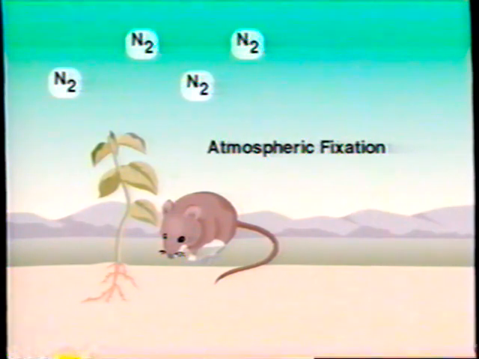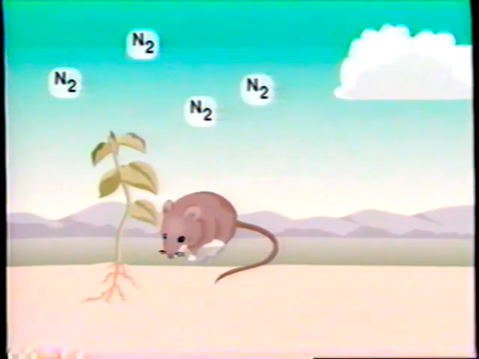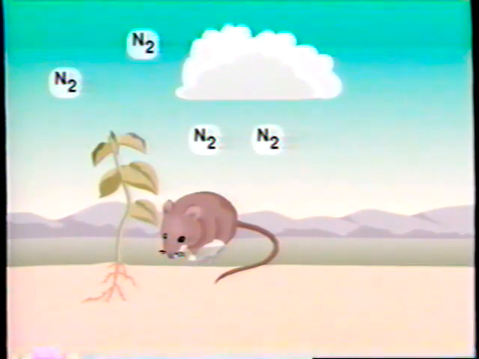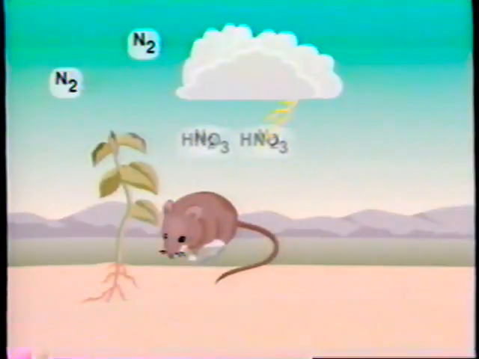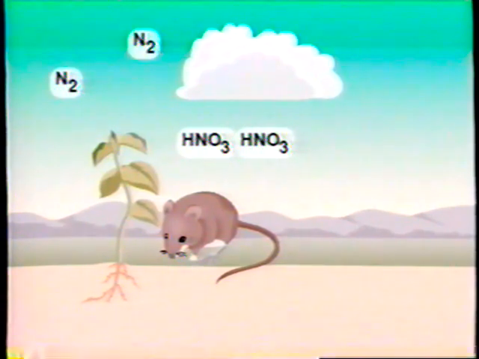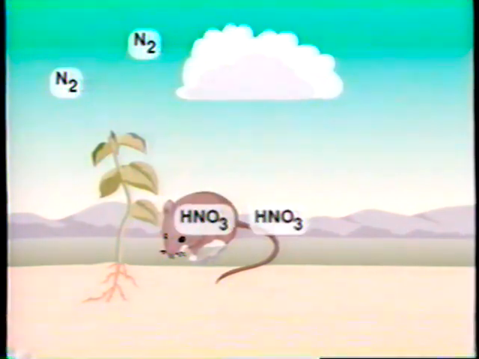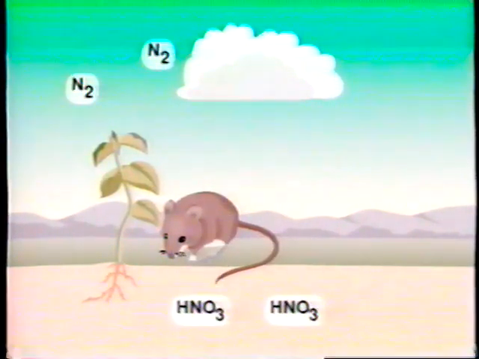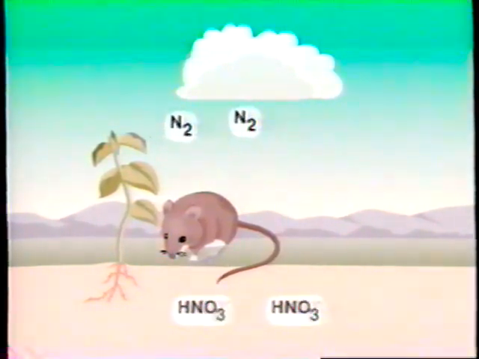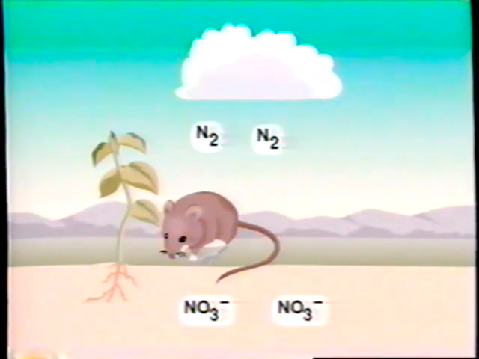Atmospheric fixation takes place during combustion, volcanic activity, or thunderstorms. During thunderstorms, for example, extremely high temperatures associated with lightning cause a small amount of nitrogen to combine with oxygen and hydrogen to form nitric acid. Dilute nitric acid falls to the ground as rain or snow. In the soil, nitric acid is converted to nitrate.